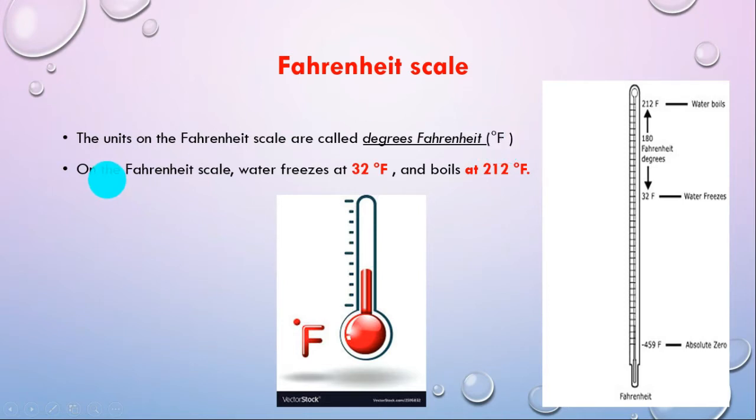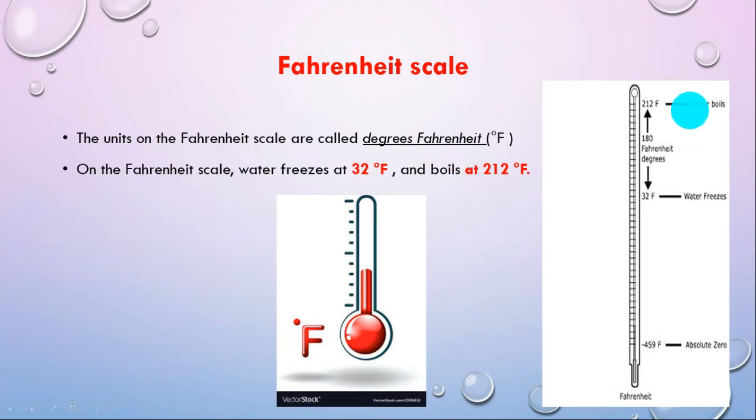On the Fahrenheit scale, water freezes at 32 degrees Fahrenheit and boils at 212 degrees Fahrenheit. Also, these two temperatures you have to memorize. If I put a Fahrenheit thermometer in freezing water, you will see 32 Fahrenheit. If it is a Celsius thermometer, you will see 0 degrees Celsius. And water boils at 212 degrees Fahrenheit and 100 degrees Celsius.